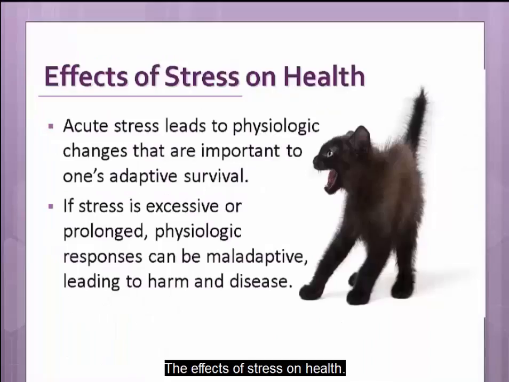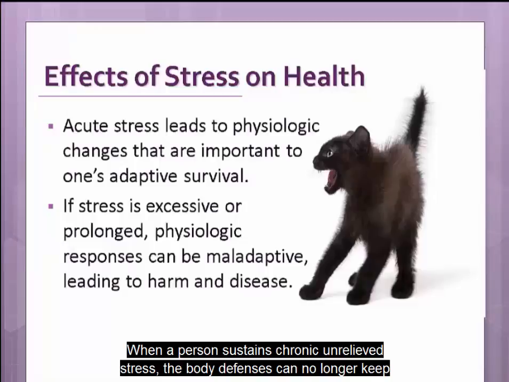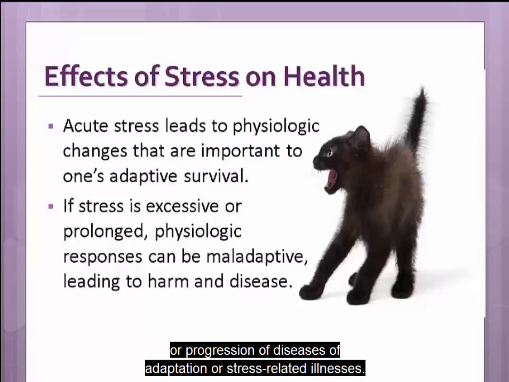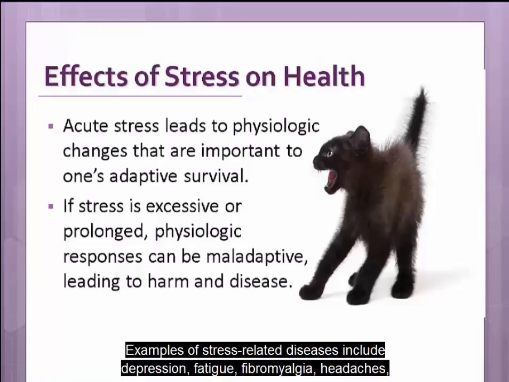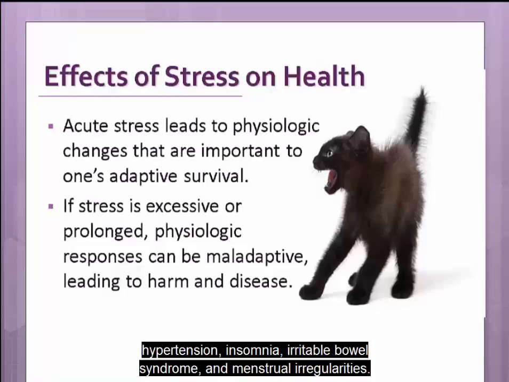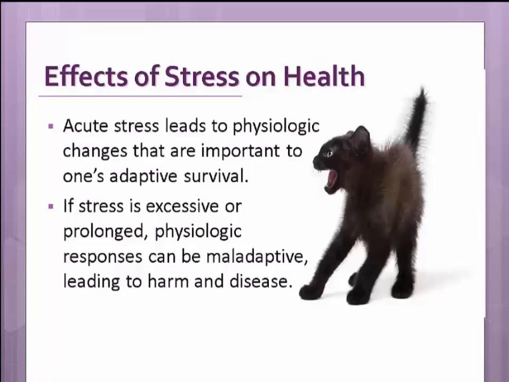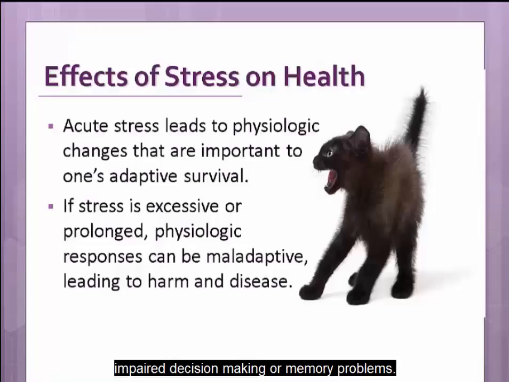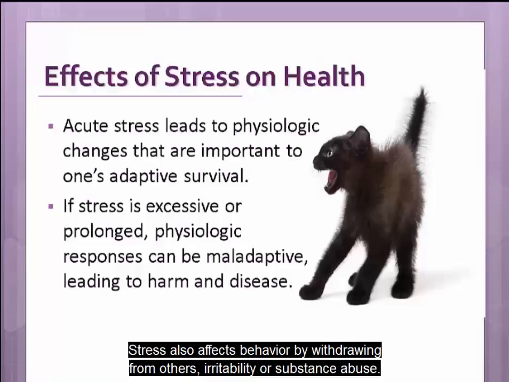The effects of stress on health. When a person sustains chronic, unrelieved stress, the body defenses can no longer keep up with the demands. And over time, stress takes its toll and plays a role in the development or progression of diseases of adaptation or stress-related illnesses. Examples of stress-related diseases include depression, fatigue, fibromyalgia, headaches, hypertension, insomnia, irritable bowel syndrome, and menstrual irregularities. Stress affects cognitive functions such as poor concentration, impaired decision-making, or memory problems. Stress also affects behavior by withdrawing from others, irritability, or substance abuse.